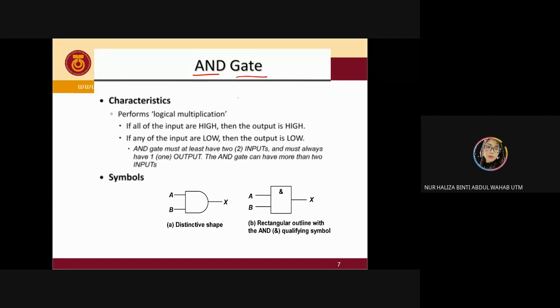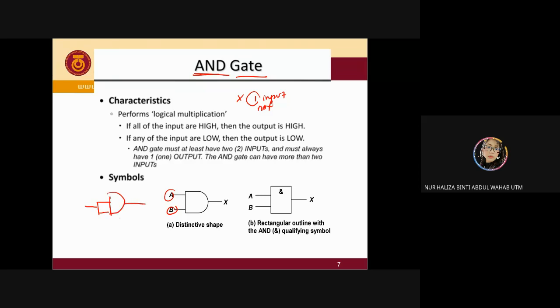As mentioned, you cannot have one input for an AND gate. One input is only for your NOT. But you can also have the possibility like this. Although you have 2 inputs, you can have the possibility to have it like this.